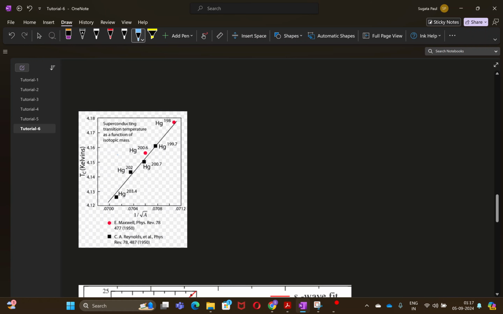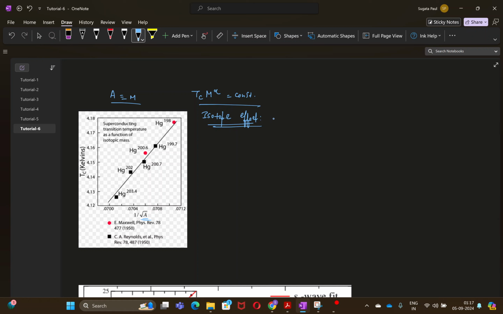You can see that this is a graph of TC versus 1 by root over of A. Here A has a similar meaning as M. In some textbooks they use A as the isotopic mass, and in other textbooks they use M as the isotopic mass, so they are equivalent. So TC times M to the power alpha equals constant is the general version of the isotope effect, and I already told you that the isotope effect was actually proved experimentally. So one is the theoretical idea and the other is the experimental proof.